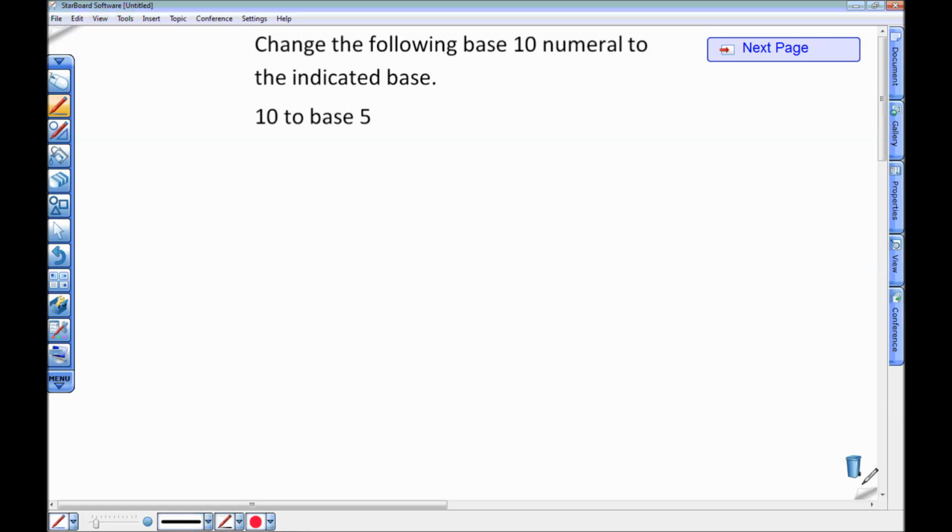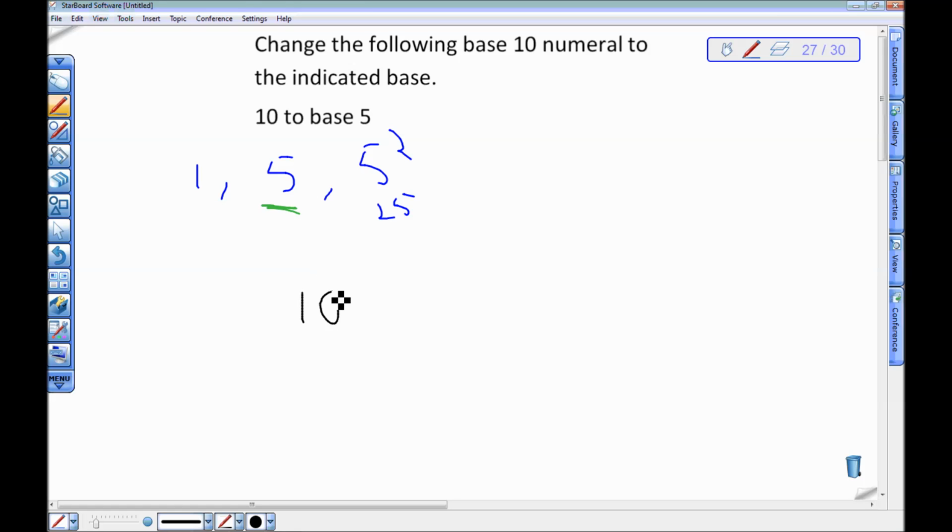I want to change the following base 10 numeral to the indicated base. I want to change 10 to base 5. I'm just going to list out the place values for our benefit. The first place value in base 5 is 1, and then 5, and then 5 squared, which is 25. 25 is too big, so I'm going to start here with 5.